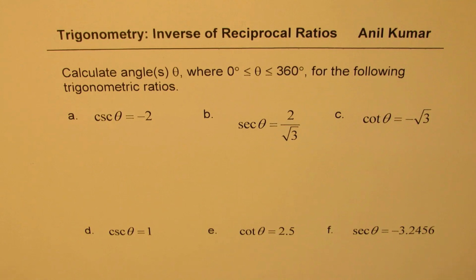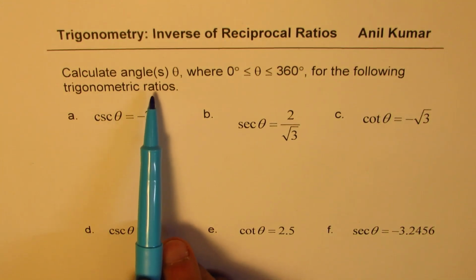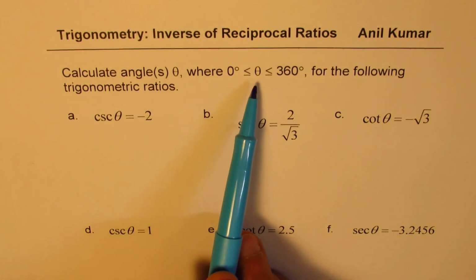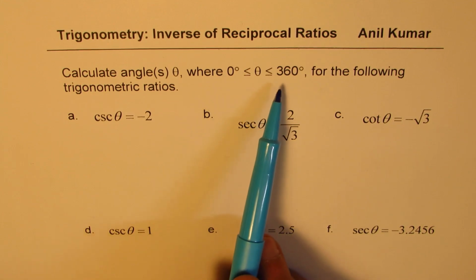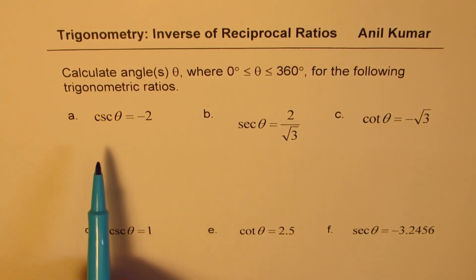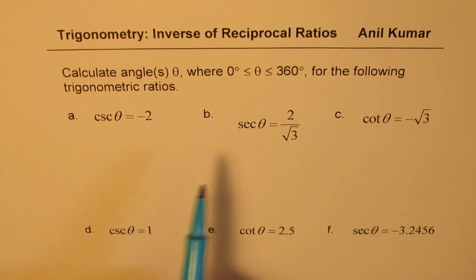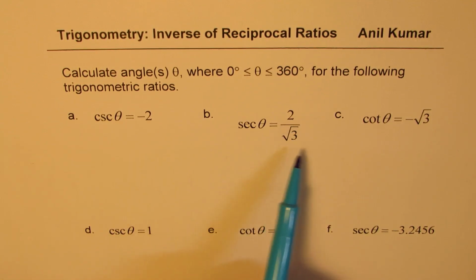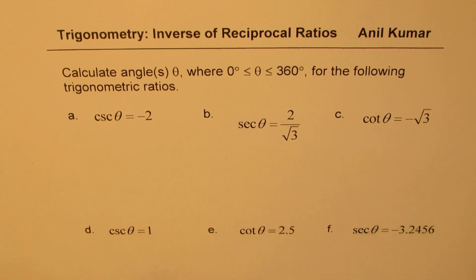So the question here is, calculate the angles theta, where theta is between 0 degrees and 360 degrees, for the following trigonometric ratios. Cosecant theta is minus 2, secant theta is 2 over square root 3, cotangent theta is minus square root 3. Cosecant theta equals 1, cotangent theta is 2.5, secant theta equals minus 3.2456. Now the last two we will be doing using calculators.